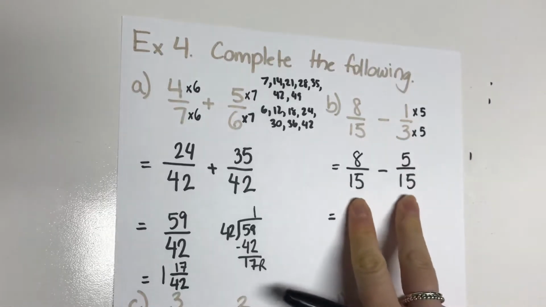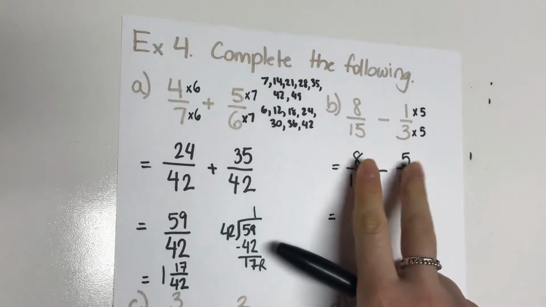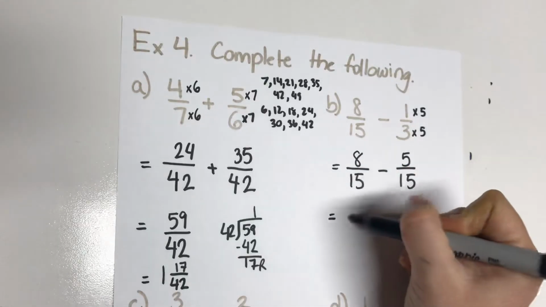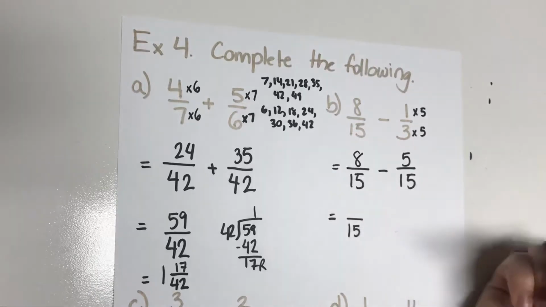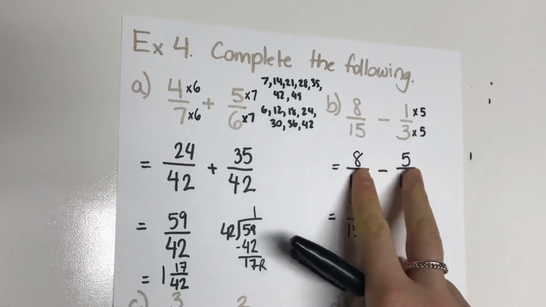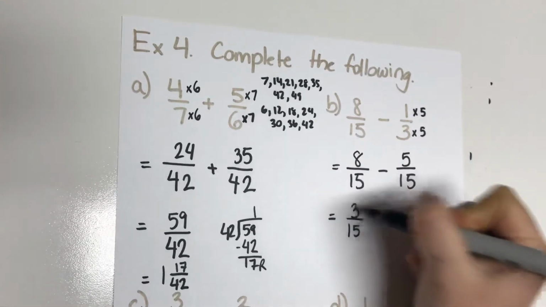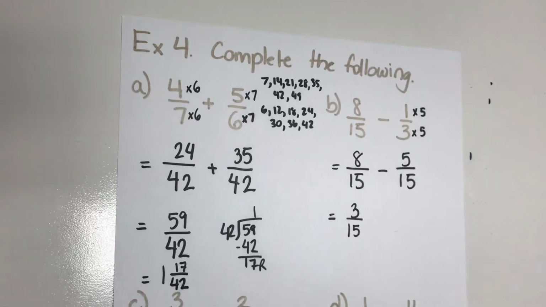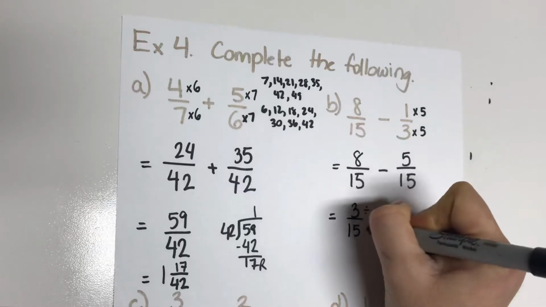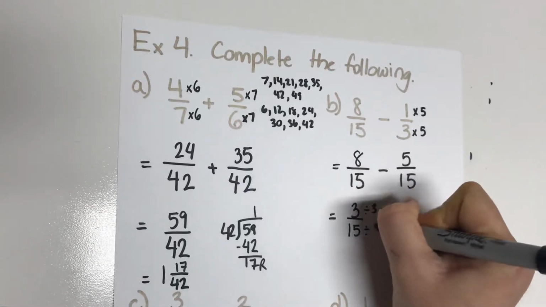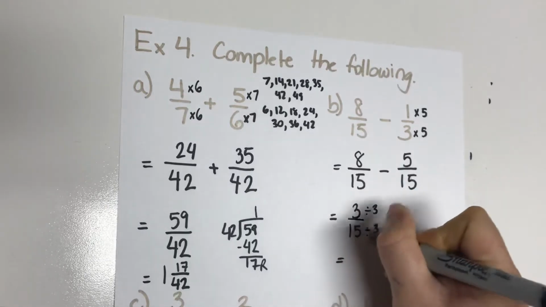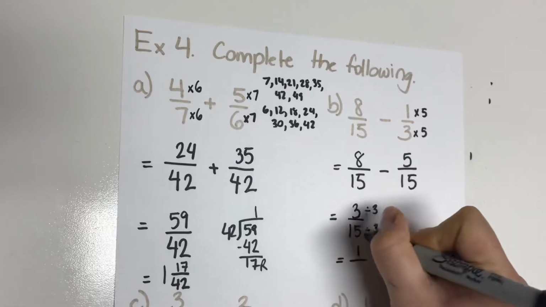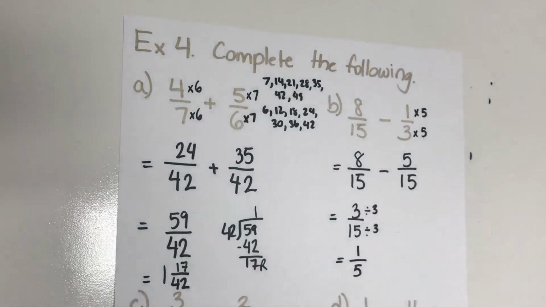Now that my denominators are the same, I can subtract the numerators. The denominator of my answer will still be 15. I'm not subtracting that. I'm just subtracting the numerators, and I get 3 over 15. And you'll notice that 3 over 15 can be simplified. So I can divide the numerator and the denominator to simplify the fraction. And I end up with 3 divided by 3 is 1 over 15 divided by 3 is 5.